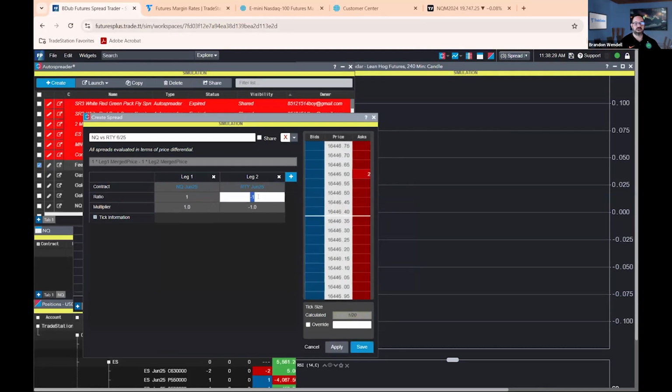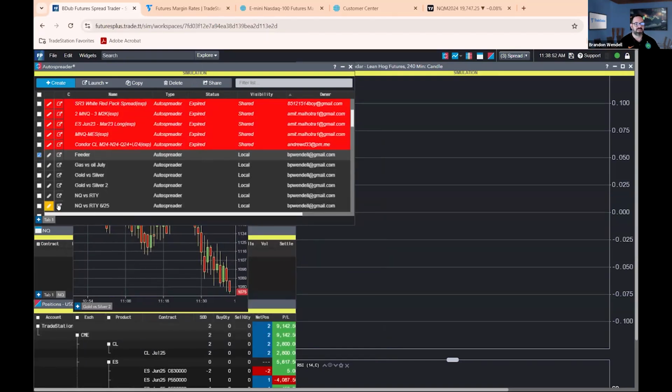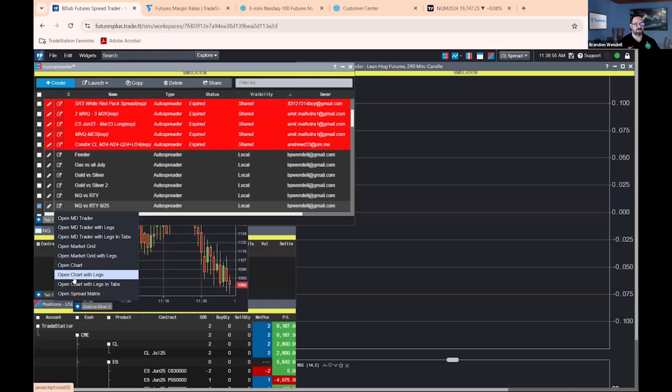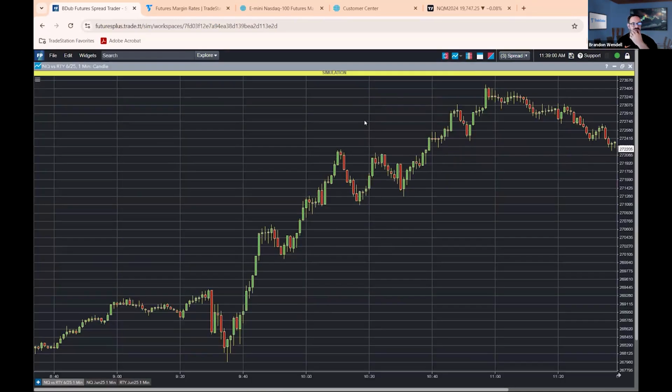My ratio, though, I have to do, remember, -4 for the Russell. And the multiplier is the point value, $20 per point for the NASDAQ and -50 for the Russell. You can look at the tick information if you choose to, but this would be the correct ratio. So now I save that, and there is this open chart with legs in tabs. So this is the spread chart, I think. Let me see, am I looking at the right one? Yep, this is the spread chart.